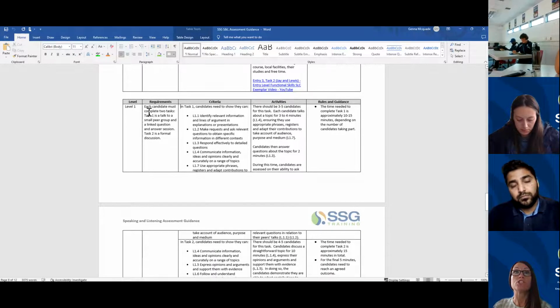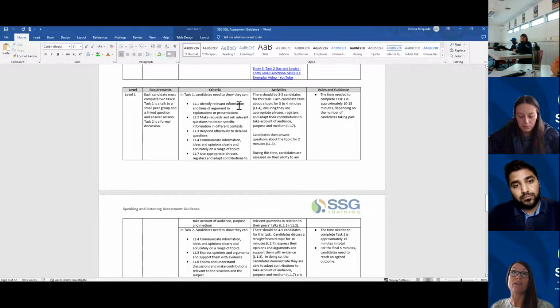So for level 1, there are 2 tasks. The first task is a talk. So it's not called a presentation. So it's not treated as a presentation. There shouldn't be a PowerPoint, for example. It's just a talk where the candidate talks about a subject for 3 to 4 minutes. And then they're asked questions by the other people in the group.